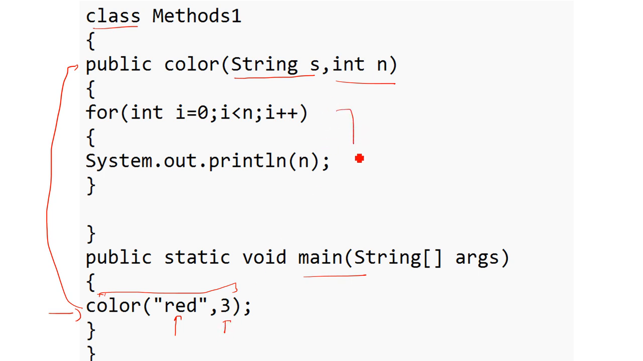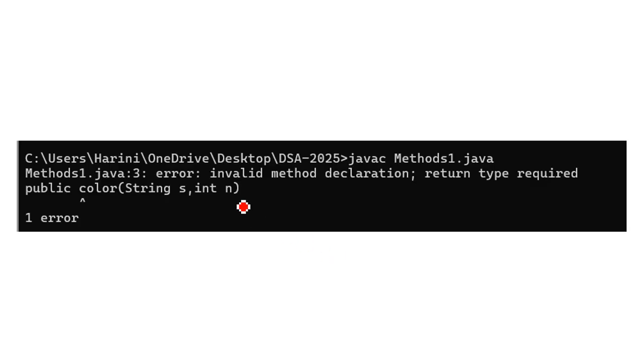Now what is the code that I have written inside color? I have written a for loop. So this is how you start writing methods. Now please pause the video, write the code, compile it, run it, and see what is happening. If you compile it, you will actually get an error. What does the error say? Invalid method declaration, return type required, which means whenever you write a method, I need something to return. Otherwise, what is the purpose of writing a method?